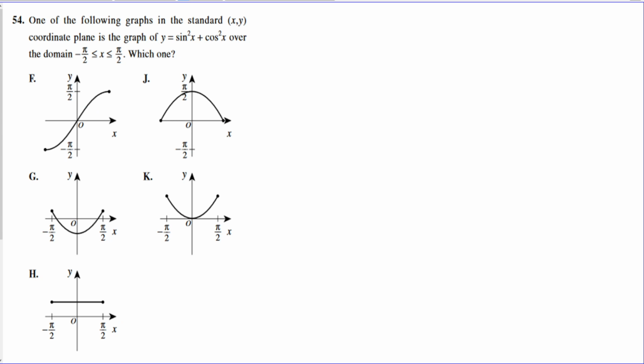Okay, so that's all you really have to do for this one, is compare the graphs and say, okay, there it is. Choice letter H. Okay, here's another thing you could have done.